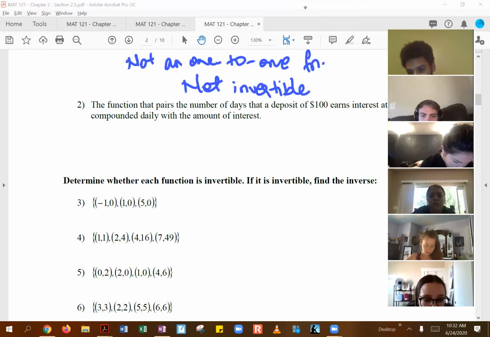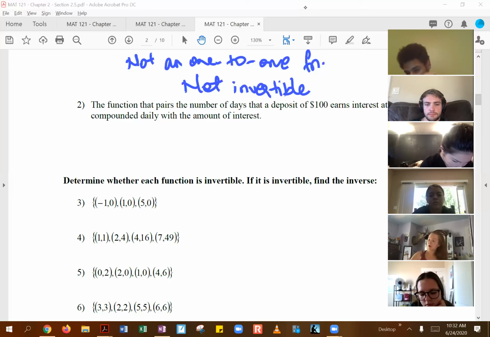And because our interest is being compounded daily, these would be unique numbers, because for the same number of days, you will only get one dollar amount, right? So if your money has been in the bank account for 180 days, you're going to have a unique amount of interest. If your money has been in the account for 181 days, you should have a different dollar amount.